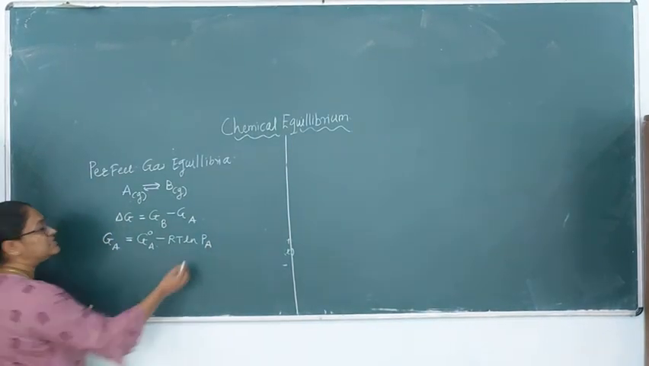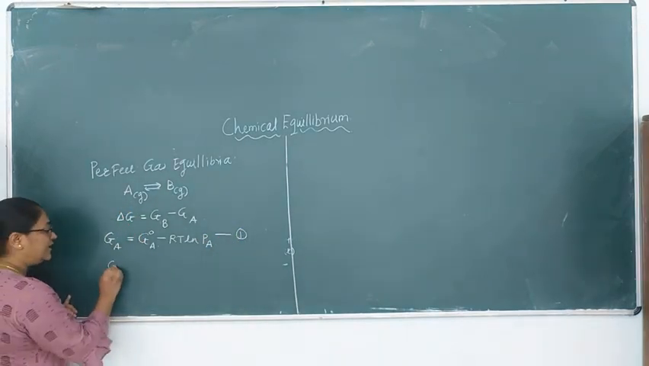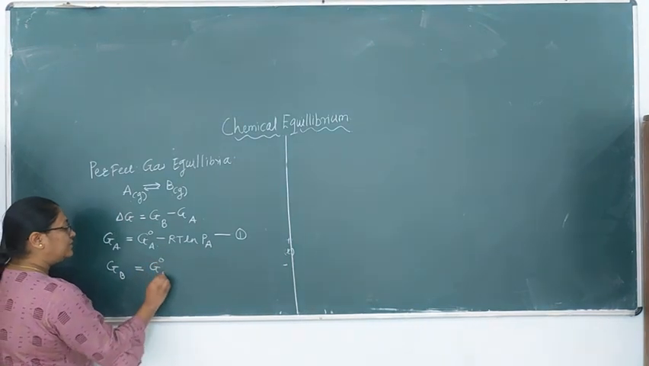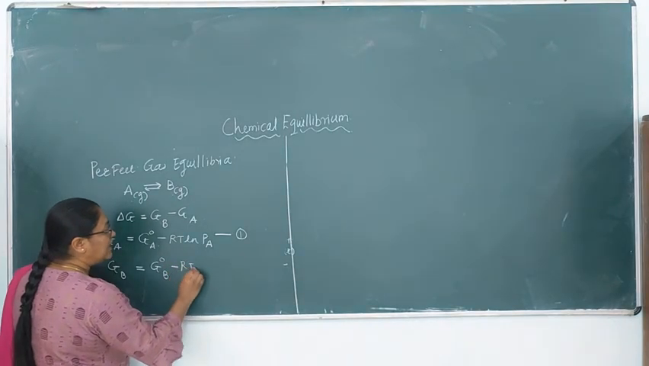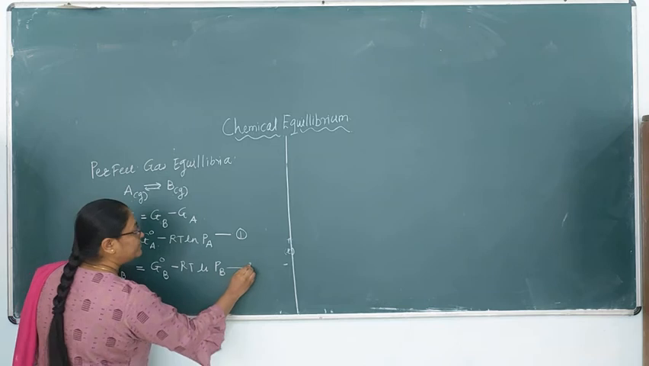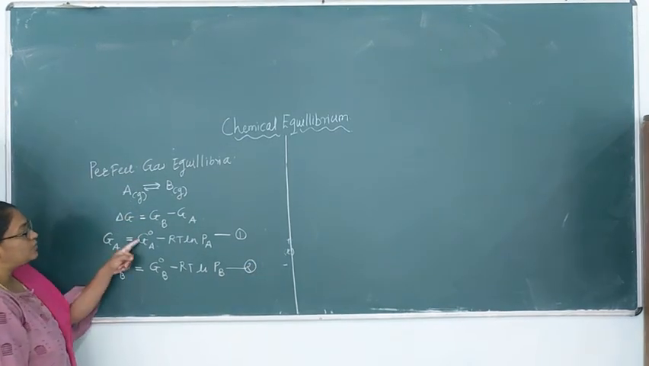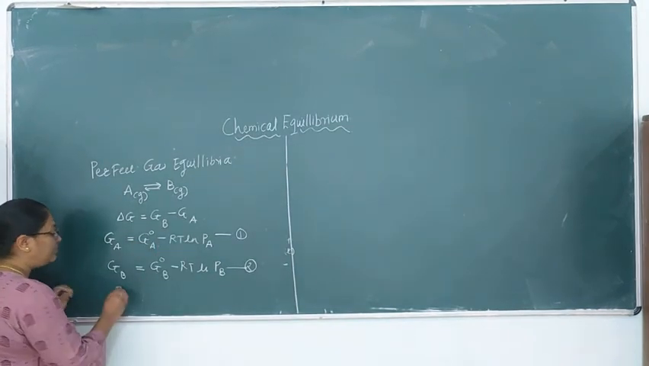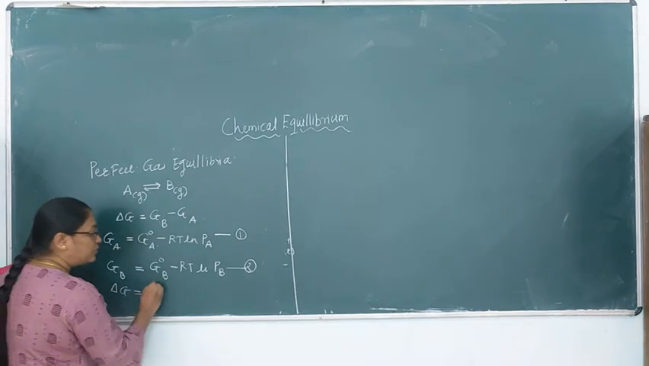So this is the Gibbs free energy of the reactant. A similar formula we can write for B: its standard free energy minus RT ln PB. Now, from these equations, we are going to substitute here. Therefore, what will the equation become? The equation will become delta G is equal to, instead of Gb, we are going to put this.